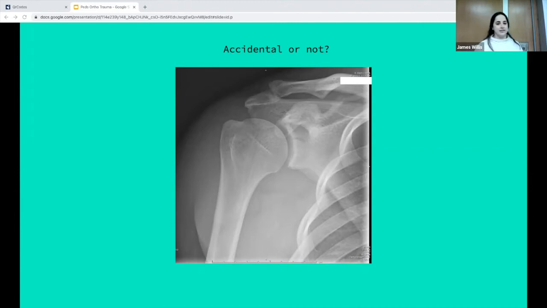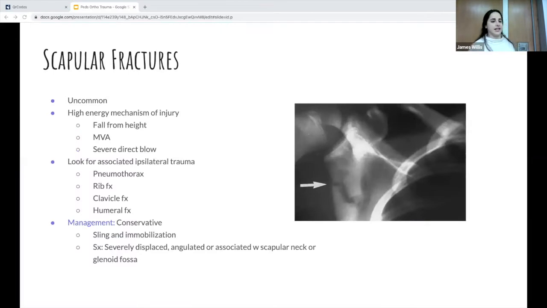Yeah, so this is a scapular fracture. These are most likely to be non-accidental because they require a high energy mechanism of injury. I think the most important thing here will be to look for associated ipsilateral trauma. So this patient might have associated pneumothorax, rib fractures, clavicle fractures, humeral fractures, and even spine fractures.